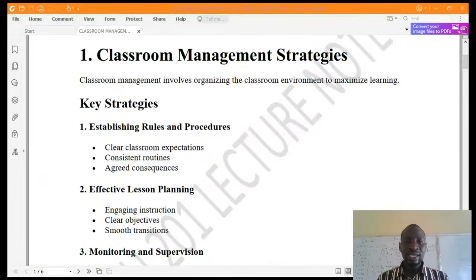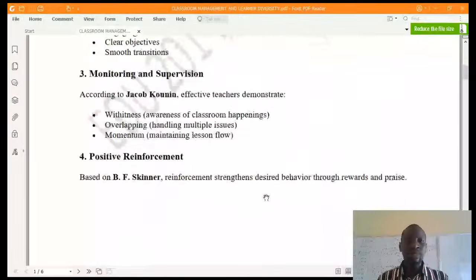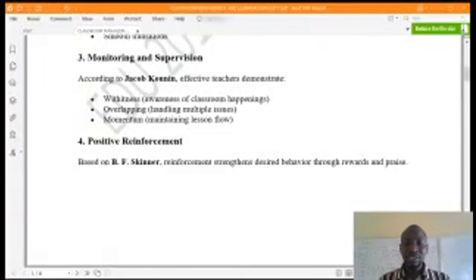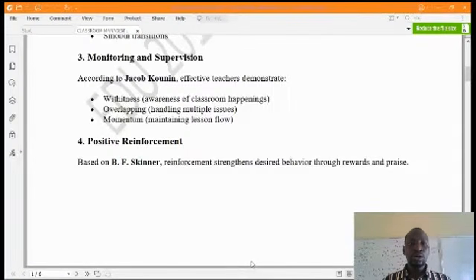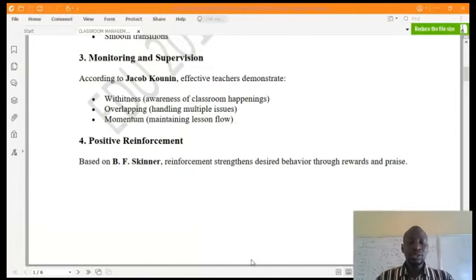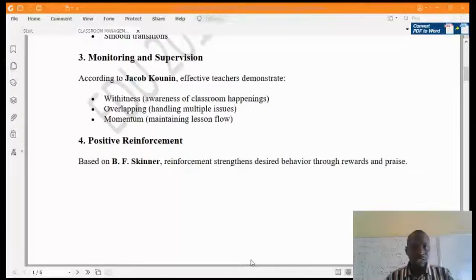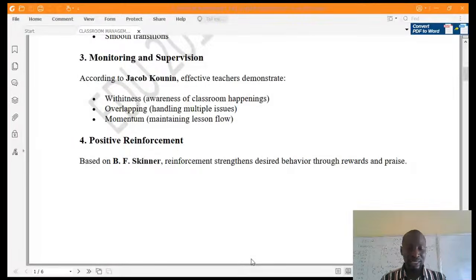However, another key strategy that you can also use is monitoring and supervision. Effective monitoring and supervision is key because you will be demonstrating awareness of what is happening in your classroom. You cannot just stand in front of the class as a teacher, teach and go, whereas you are supposed to move around to show that you are aware of what is happening, and you take cognizance of the activities of each of those learners.